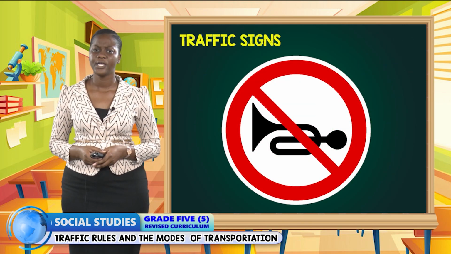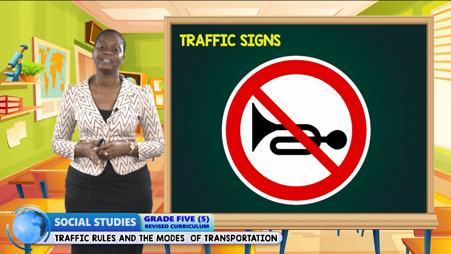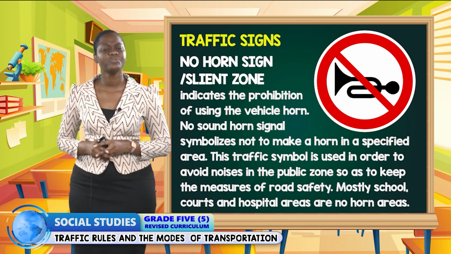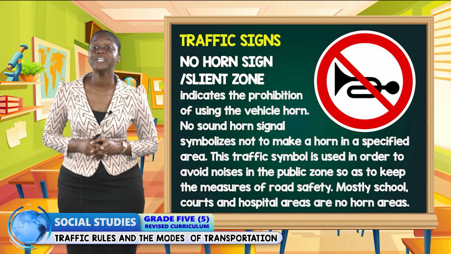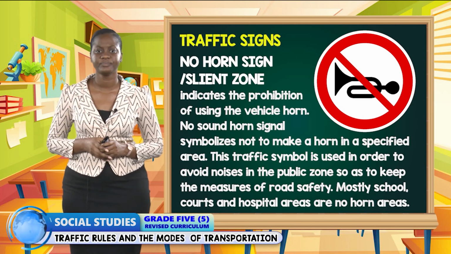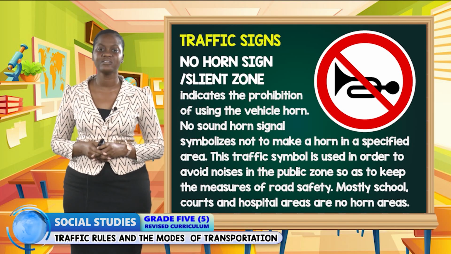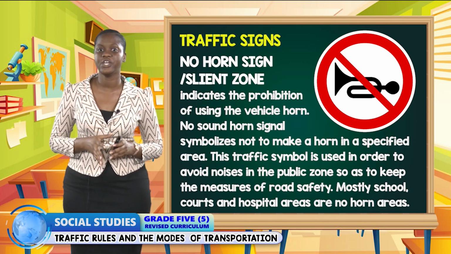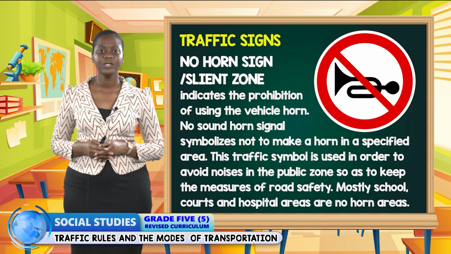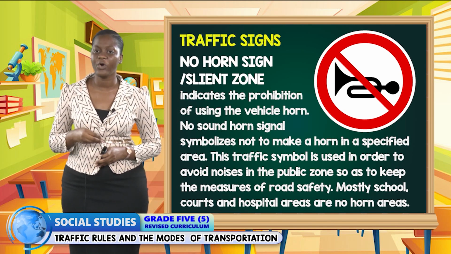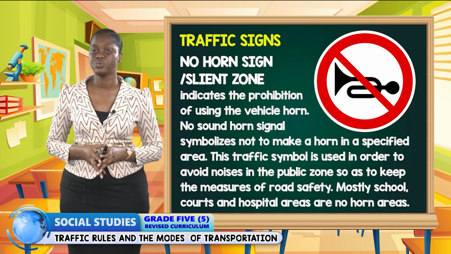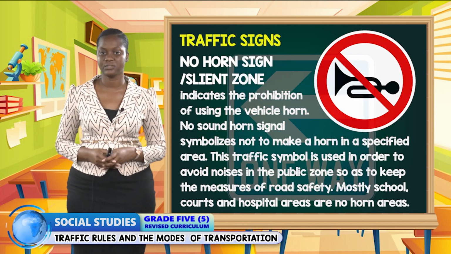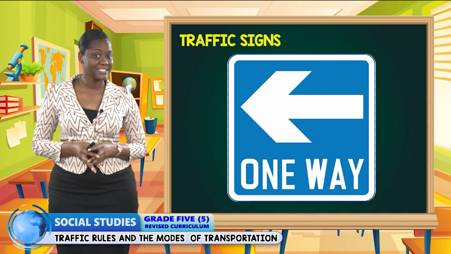Here we have a no horn traffic sign, or what some call a silent zone. This indicates the prohibition of using the horn. No sound horn signals symbolizes not to make a horn in a specified area. This traffic symbol is used in order to avoid noises in public zones, such as schools, courts, and hospitals. Do you know what this sign means?